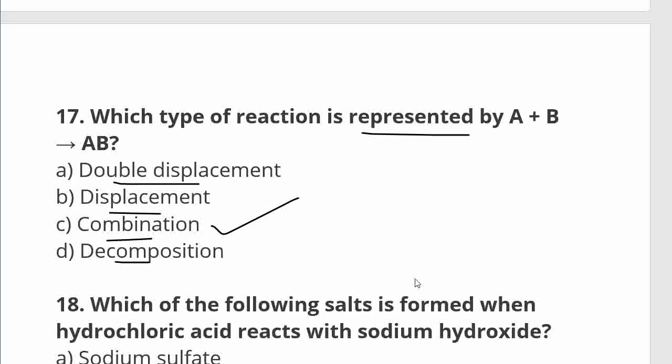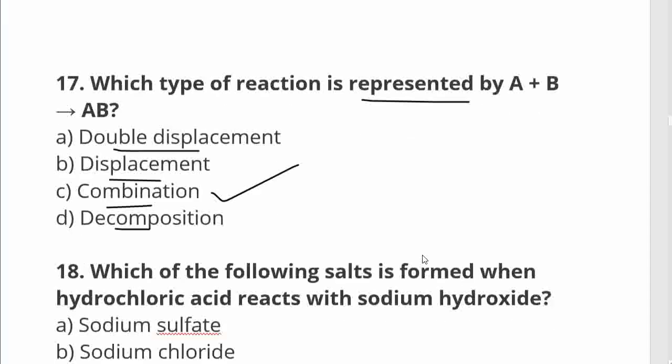Combination. A combination reaction occurs when two or more reactants combine to form a single product. It is one of the basic types of chemical reaction.